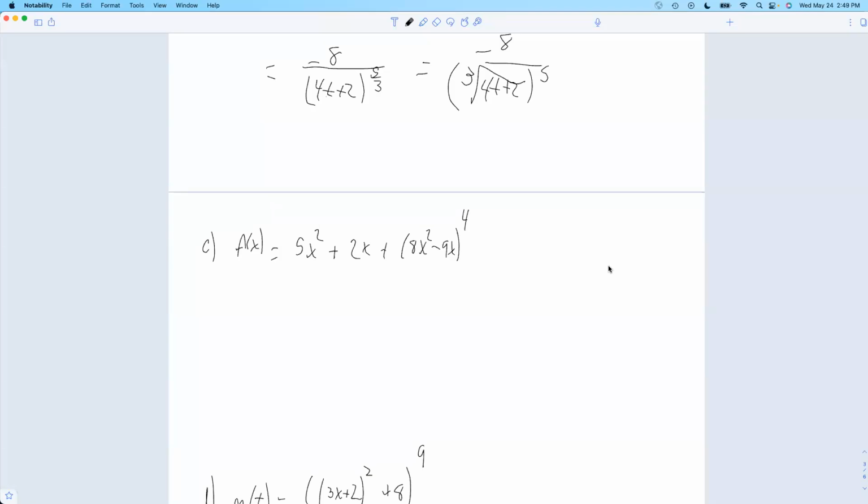Okay, we can combine rules together. Nobody is ever going to tell you you're only going to use one of these rules at a time. Like, honestly, we haven't been. We've been using power rule. We've been using sum and difference rules a lot.